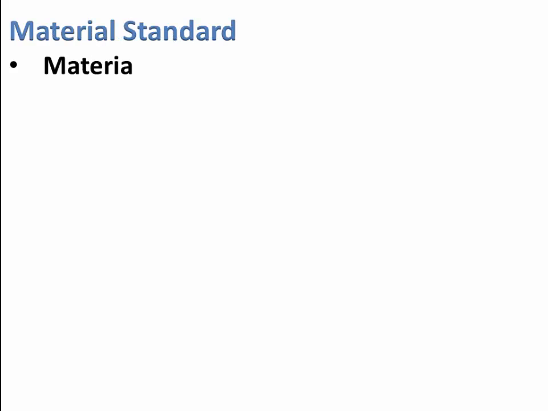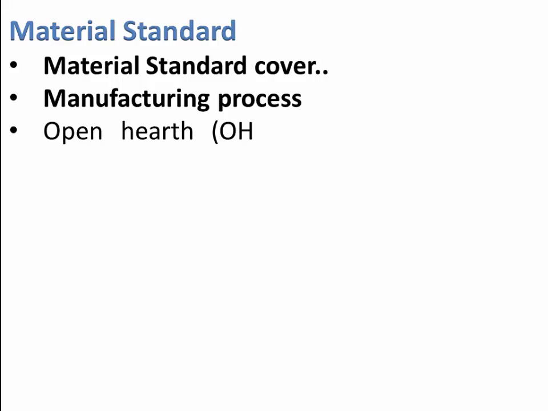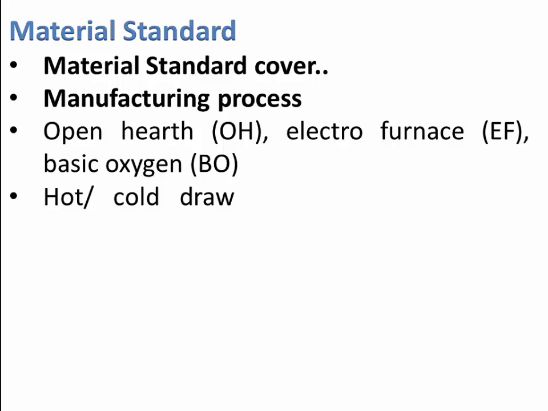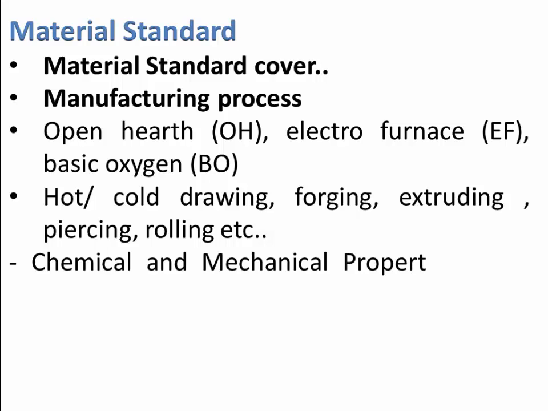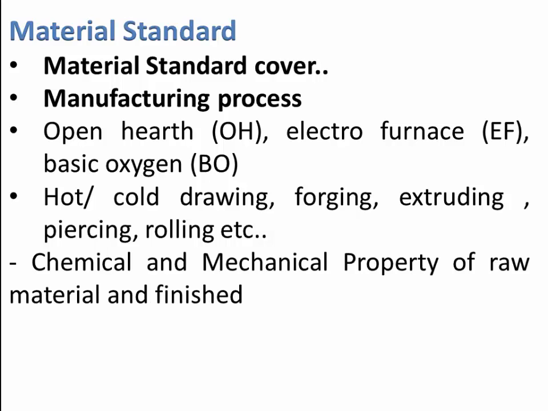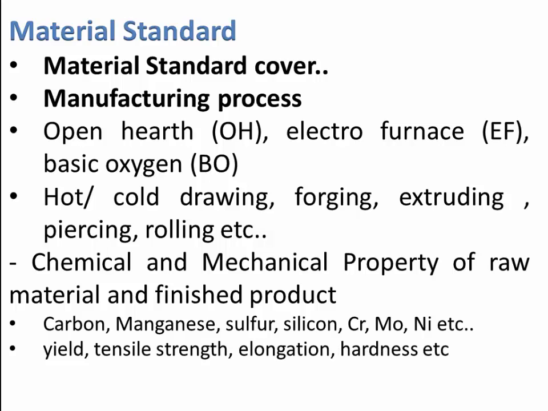Material standard cover. Manufacturing process: open hearth, OH, electric furnace, EF, basic oxygen, BO, hot and cold drawing, forging, extruding, bending, piercing, rolling, etc. Chemical and mechanical property of raw material and finished product: carbon, manganese, sulfur, silicon, Cr, Mo, Ni, etc. Yield, tensile strength, elongation, hardness, etc.